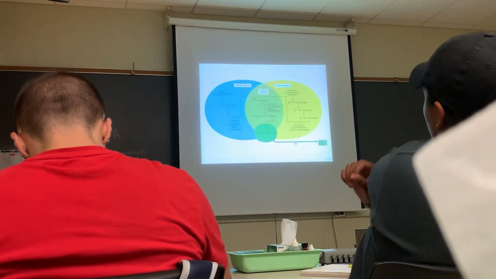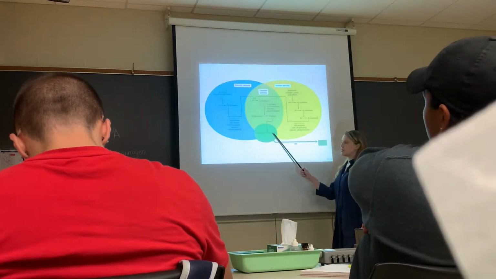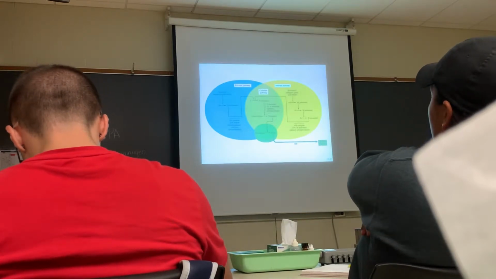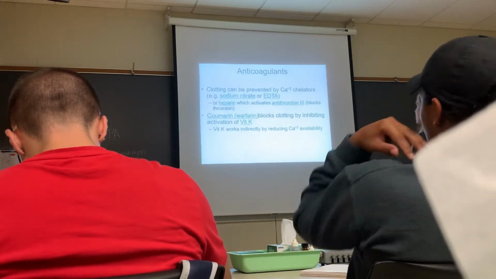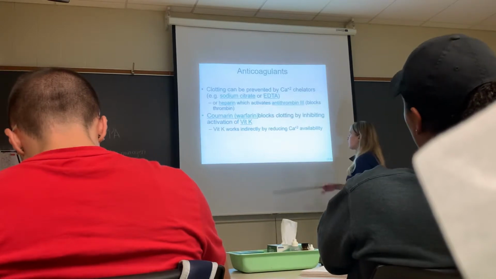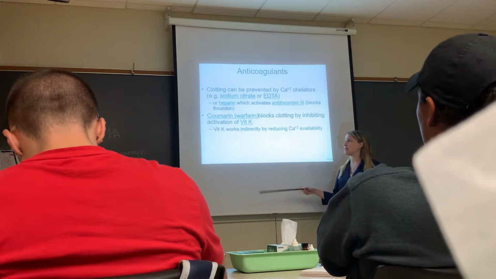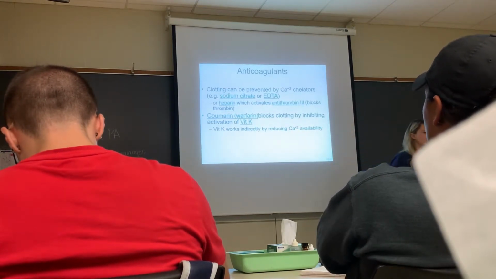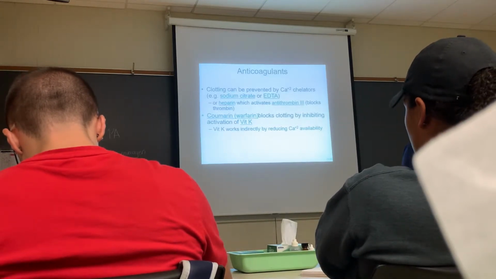Thrombin basically cuts up fibrinogen into fibrin threads, right? So if we block thrombin, then we can't form fibrin and we can't clot. And coumarin, Coumadin, warfarin, these are all forms of anticoagulants that block clotting by inhibiting activation of vitamin K. Vitamin K is something which is actually important for producing the clotting factors in the first place.